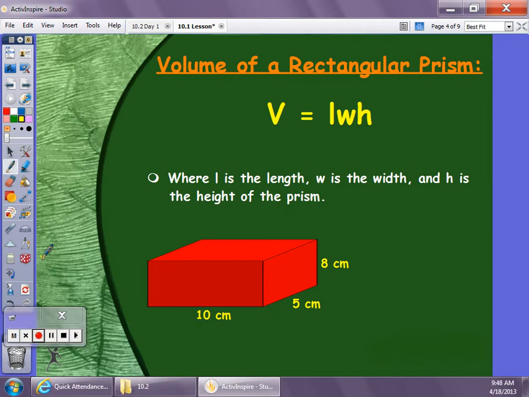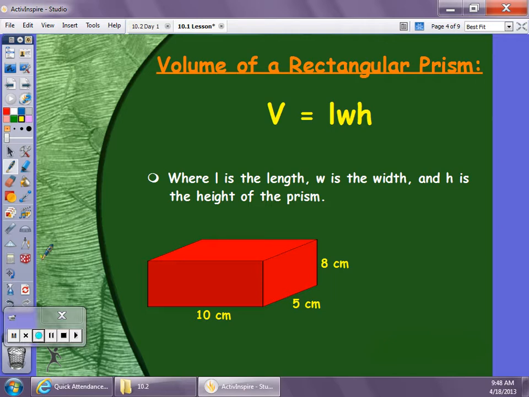To find the volume of any rectangular prism, we can take the length times the width times the height of the prism, where L is always going to be our length in the equation, W will always be the width, and H will always be the height of the prism.